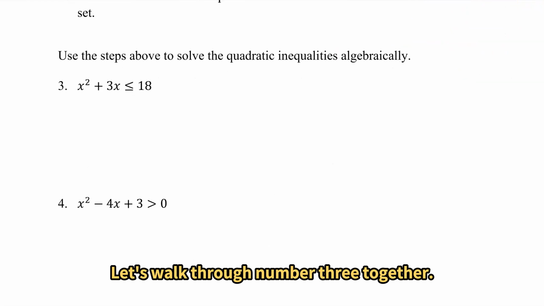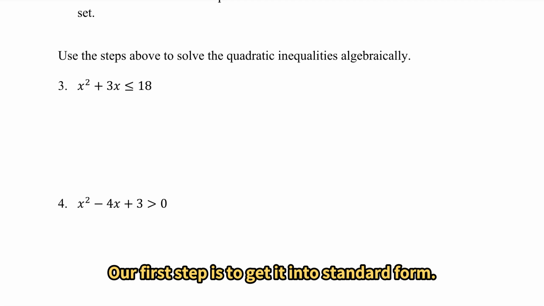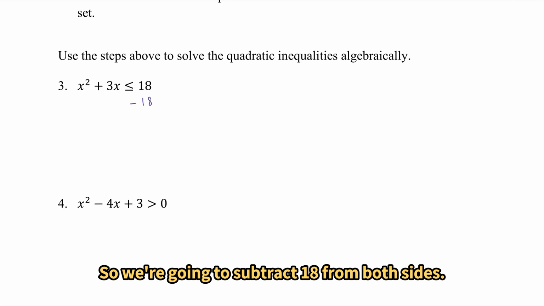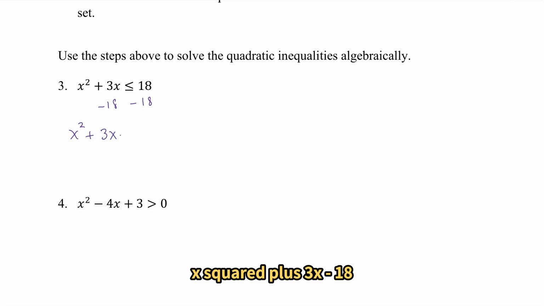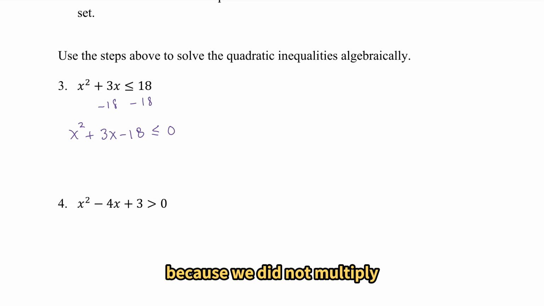Let's walk through number 3 together. X squared plus 3x is less than or equal to 18. Our first step is to get it into standard form, so we're going to subtract 18 from both sides. X squared plus 3x minus 18 is less than or equal to 0. We don't need to change our inequality sign because we did not multiply or divide by a negative number. We only subtracted. Subtracting does not change our sign.